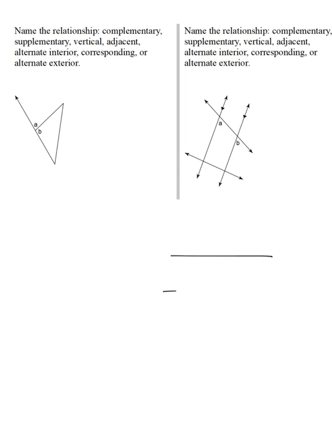These are angles that are formed by a set of parallel lines cut by what we call a transversal. The transversal is the last line that I drew. Interior refers to the angles that are on the inside of the parallel lines.